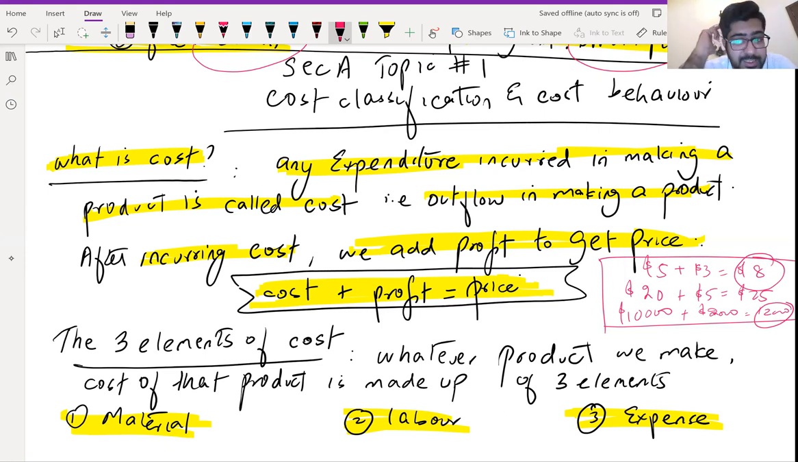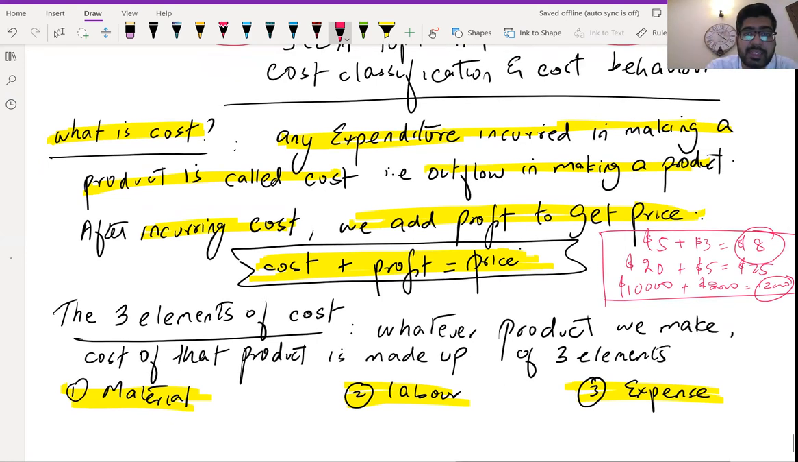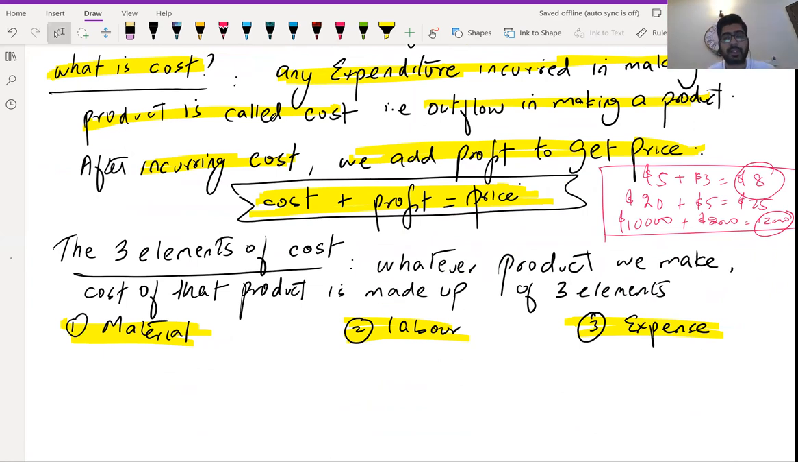Okay. So any expenditure incurred in making a product is called cost. Any outflow incurred in making a product is called cost. After incurring cost, the company adds profit to get price. Cost plus profit is price. I'll give you some examples: let's suppose a cake shop makes a cake. So cake isn't made for free. They spend $5 in making a cake. That's cost. Even if you make anything in your own home, it costs money. So whatever you spend, incur to make a product, that's cost. Then we add profit to get price.